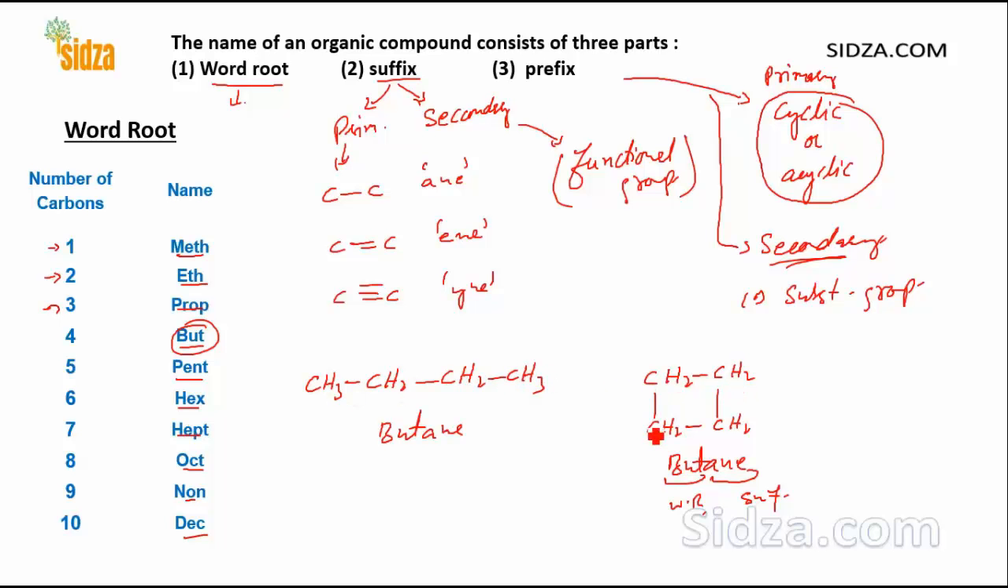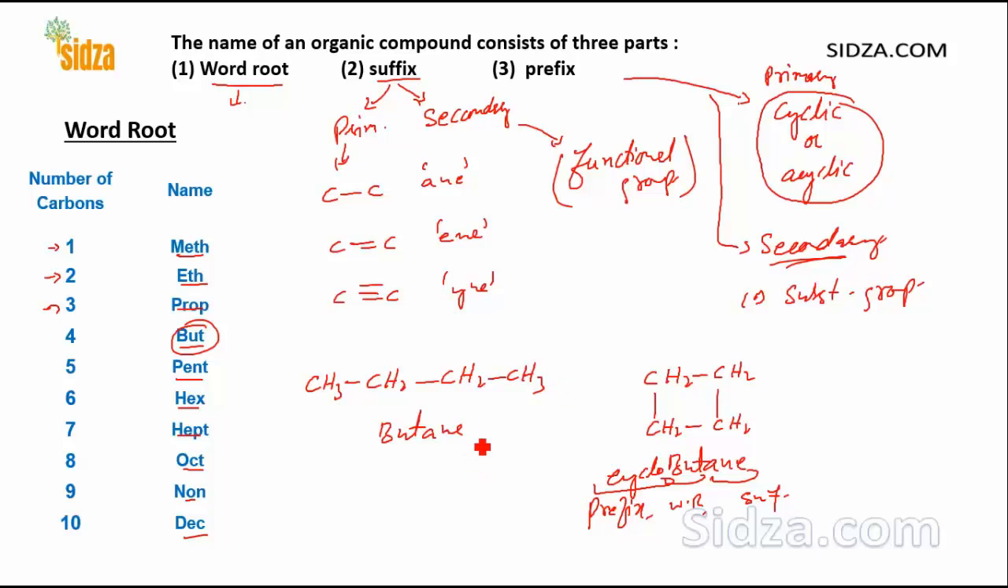So therefore, for the cyclic compounds, we use the term cyclo before the name, right? Before the word root, we use the term cyclo, right? So the cyclo here is the prefix for the molecule. So basically, prefix differentiates whether the molecule is cyclic or is it acyclic molecule.